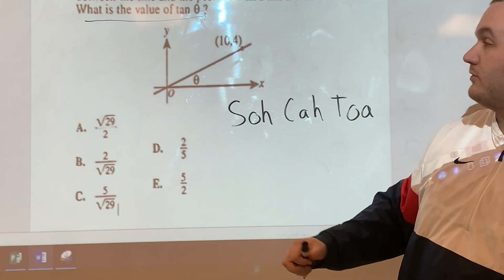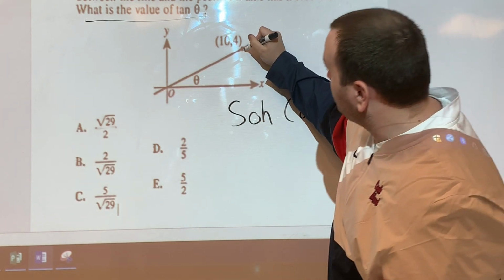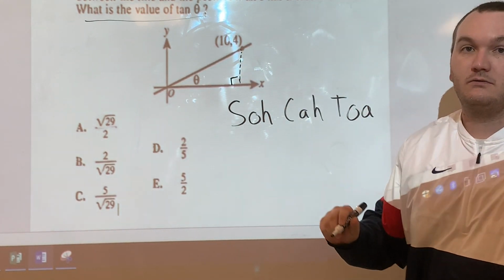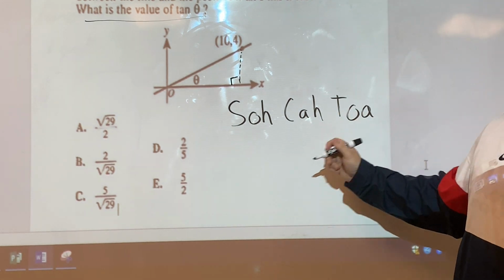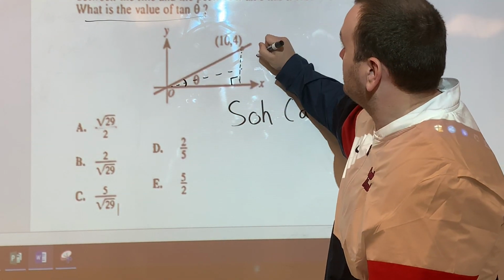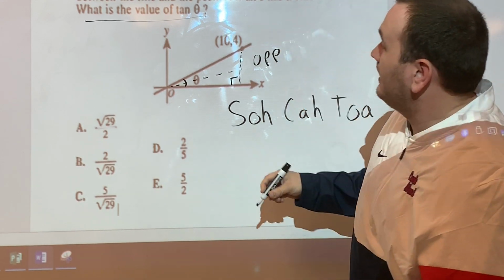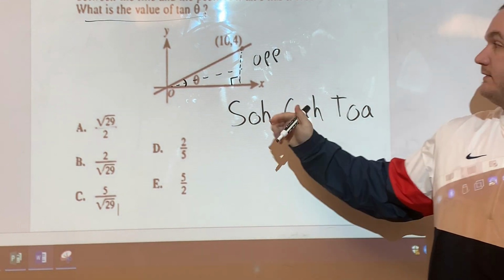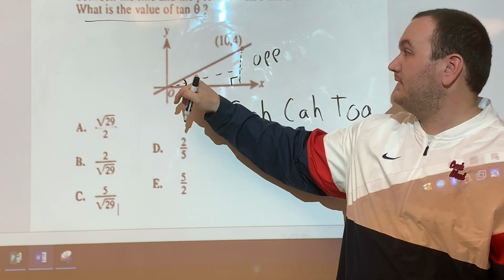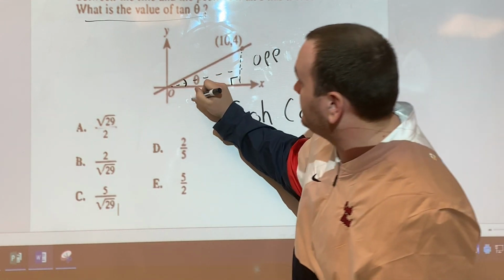In this picture, well, where's my triangle at? If I draw a line right here, I have my right triangle. Then I need to identify the opposite side, which is opposite of the angle given. So this is my opposite side. And then my adjacent side is the side that is beside the angle and beside the right angle. So this is my adjacent side.